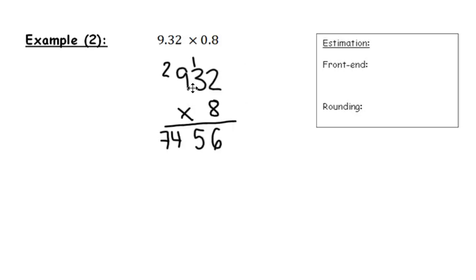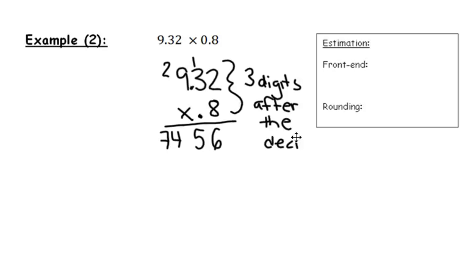Now put your decimals in, and you notice that in the question you have 2 digits after the decimal here, and another digit after the decimal here. So that's a total of 3 digits after the decimal. So you need 3 digits after the decimal in your answer. So by placing your decimal here, you have 3 digits after. So we're going to use estimation to check our actual answer.